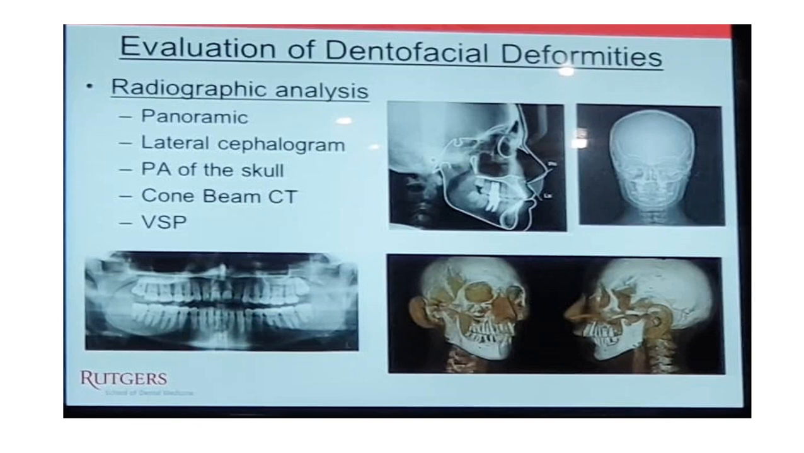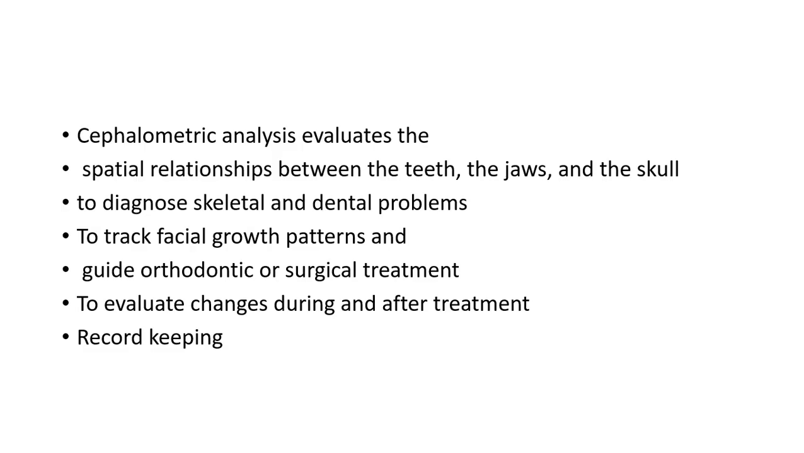And after that, the radiographic examination that includes the panoramic view, lateral ceph, PA ceph, cone beam CT, and the visual surgical planning. And cephalometric analysis is very important because it determines the spatial relationship between the teeth, jaws, and skull, and it helps in diagnosis of skeletal and dental problems. It is helpful to track the facial growth patterns, and it guides the orthodontic or surgical treatment and evaluates the changes during and after treatment, and it's also helpful in record keeping.